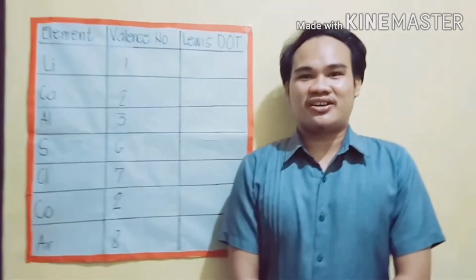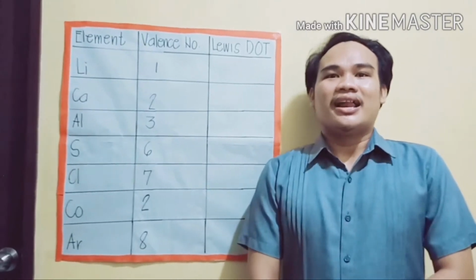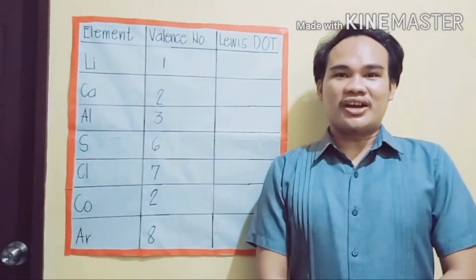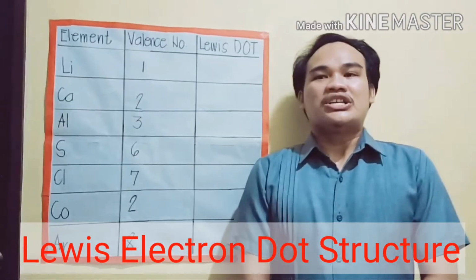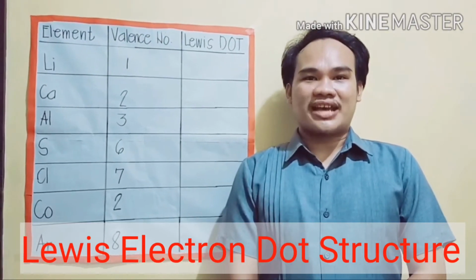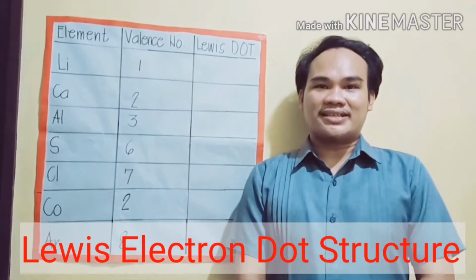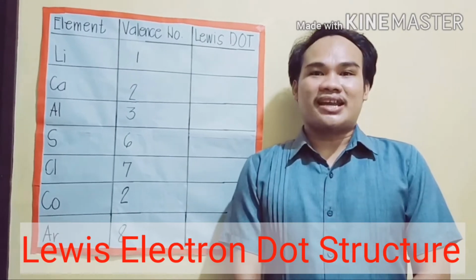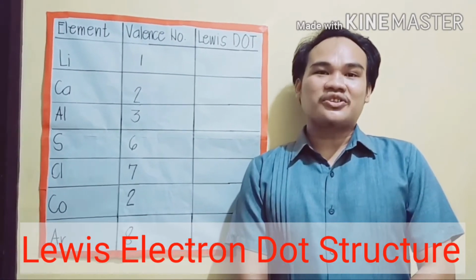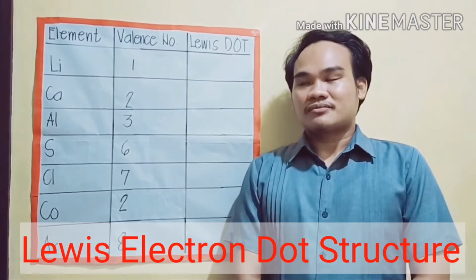So in this video, I'm going to discuss Lewis dot structure, or Lewis electron dot structure. It is the continuation of our discussion last meeting about valence electrons. Valence electrons are the electrons in the outermost shell of an atom.